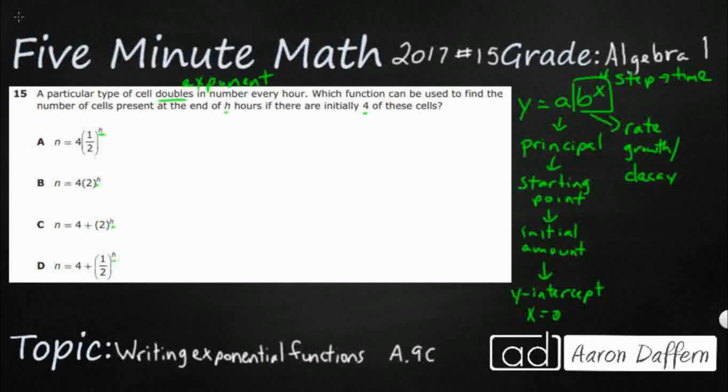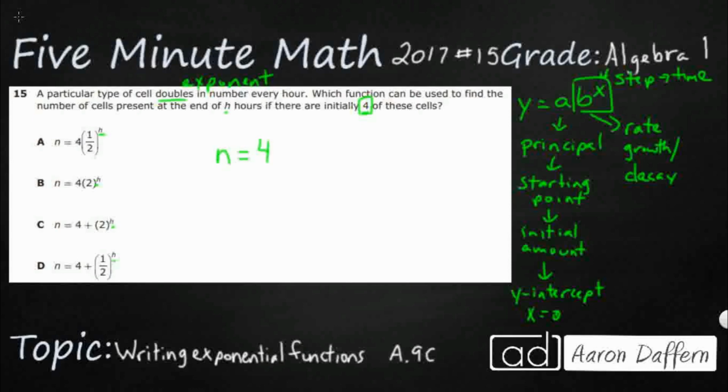So, looking at all that information, what do we have? Well, we're looking for the principal, the starting point, the initial amount. We have that right here. Typically, they have to give that to you, unless it's on a graph. If it's a word problem, they're going to have to give that to you. So we can say, and we'll say n rather than y, equals 4.